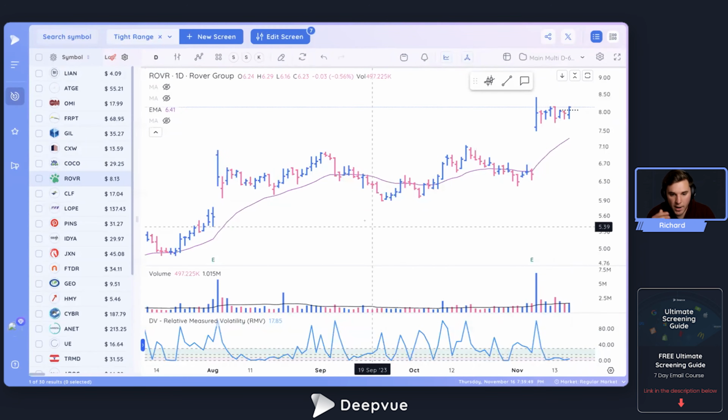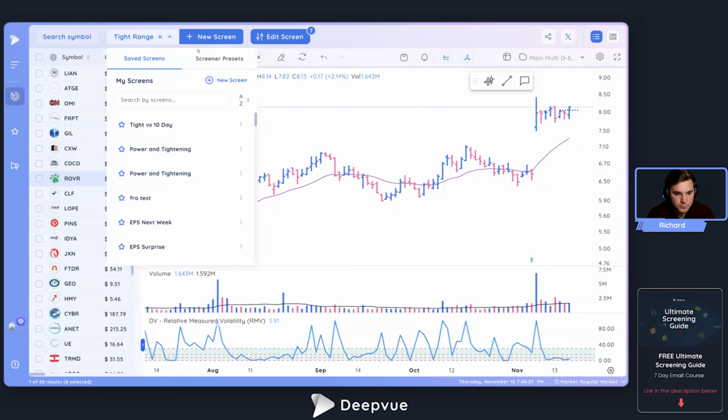Some of these are on the right-hand side of the base, so it kind of depends what you're looking for. But personally, I trade both the right-hand side moves as well as earnings gaps. So it's kind of perfect. It's kind of a 2-for-1 screen of all the stocks that I like to trade. So that is the tight range screen.